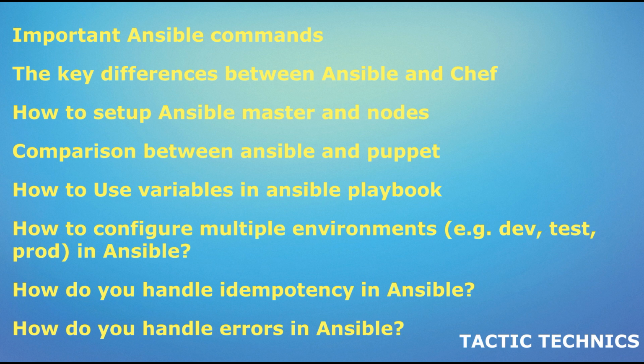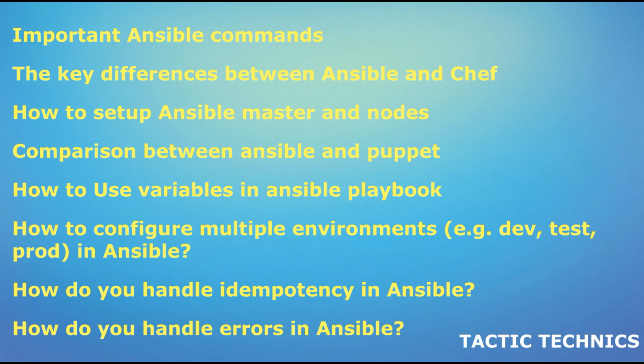Comparison between Ansible and Puppet. Ansible and Puppet are two of the most popular configuration management tools used for automating infrastructure management. While both tools share some similarities, there are also some notable differences. Architecture. Ansible uses an agentless architecture, meaning that it does not require any software to be installed on the managed nodes. In contrast, Puppet uses an agent-based architecture, where the nodes must have a client agent installed.